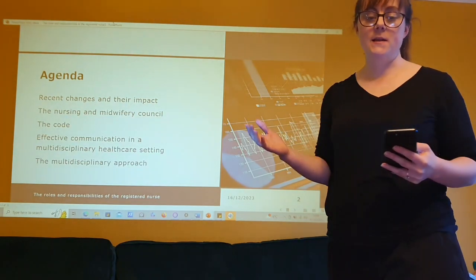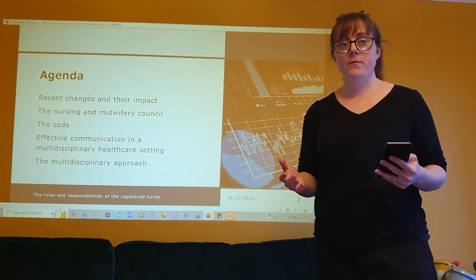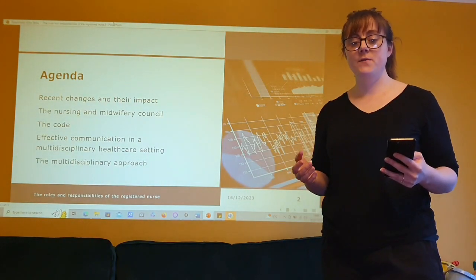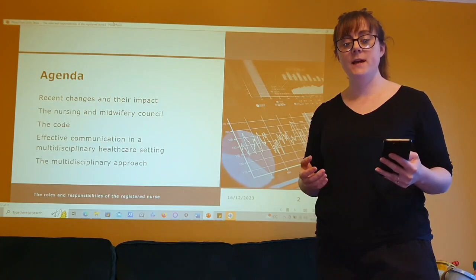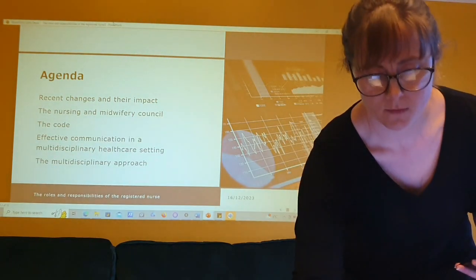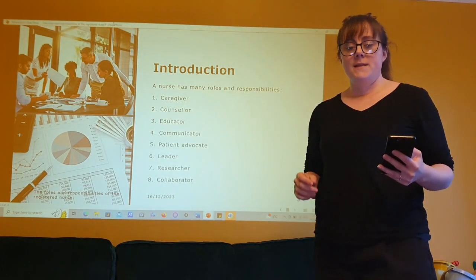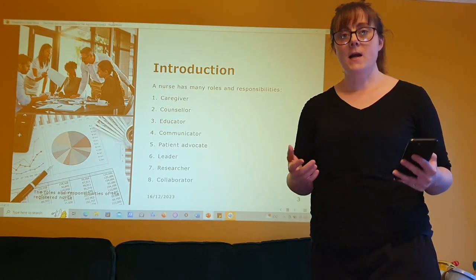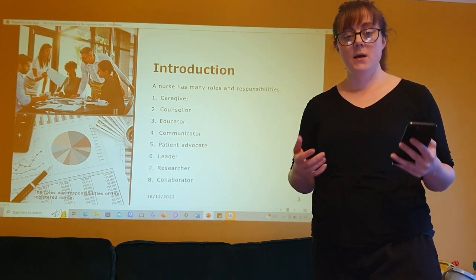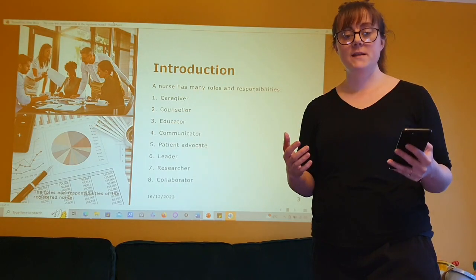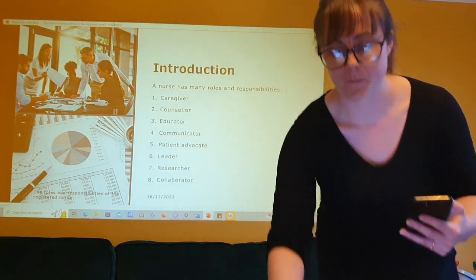There are recent changes and their impact, the Nursing and Midwifery Council, implications of the code, effective communication in a multidisciplinary healthcare setting, and finally the multidisciplinary approach. So I'll start by saying that a nurse has many roles and responsibilities. You are a caregiver, a counsellor, an educator, a communicator, a patient advocate, a leader, a researcher, and a collaborator.